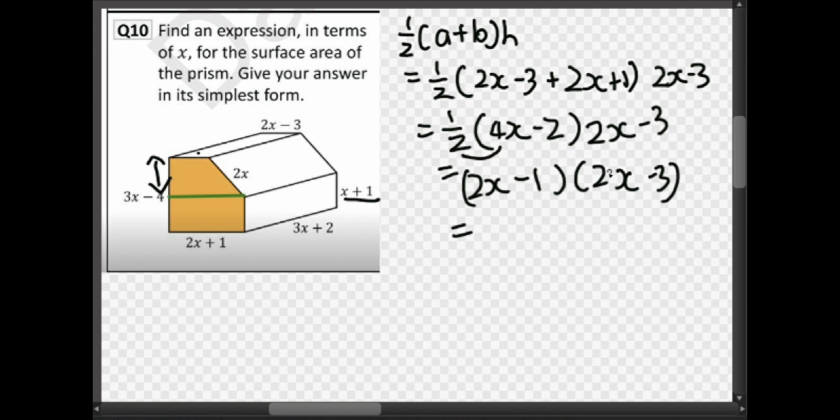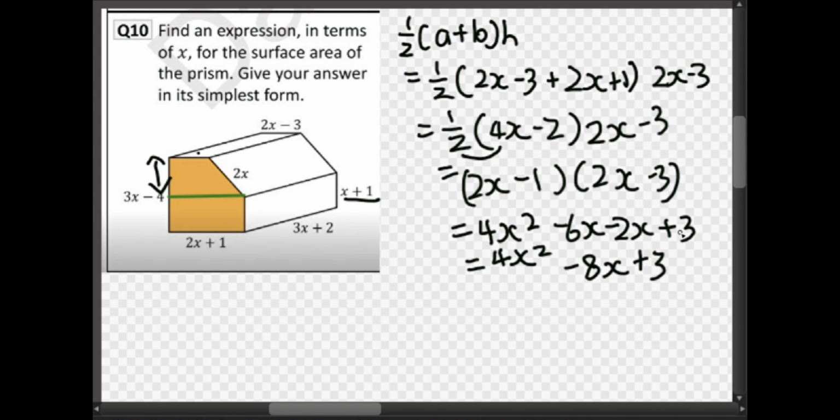Okay, so 2x times 2x, the answer will be 4x squared. 2x times negative 3 will be negative 6x. Negative 1 times 2x will equal negative 2x, and negative 1 times negative 3 will equal positive 3, which will basically equal 4x squared minus 8x plus 3, which is the area for this part here.